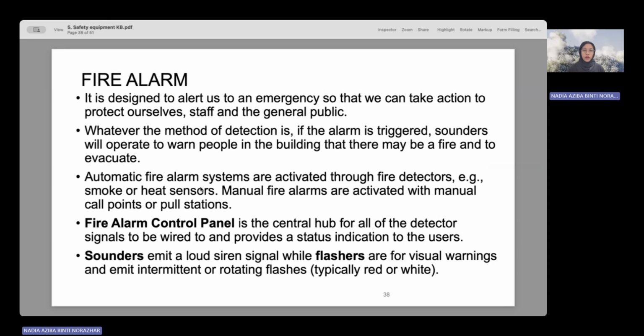The automatic fire alarm systems are activated through fire detectors such as smoke or heat sensors. Manual fire alarms are activated with manual call points or pull stations. There's also a fire alarm control panel. It is a central hub for all detector signals to be wired to and provides a status indication to the users. Sounders emit a loud siren signal, while flashes are for visual warnings and emit intermittent or rotating flashes, typically red or white. So these are the components of a fire alarm system.